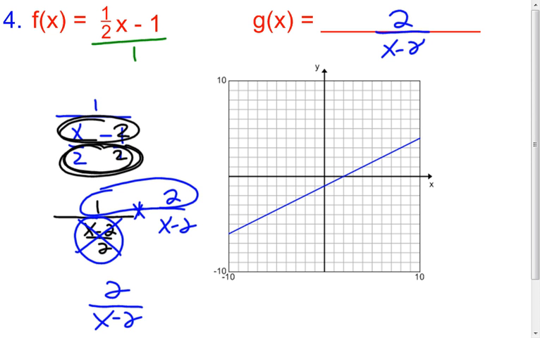Again, it's a rational function because it has a variable in the denominator. The value of x that makes that denominator 0 is 2. So I know it has a vertical asymptote at 2.